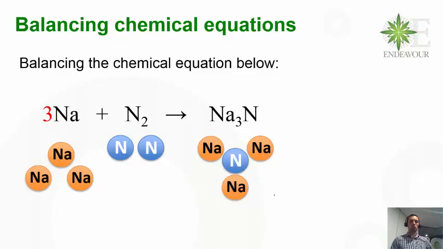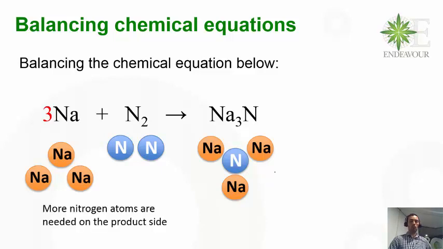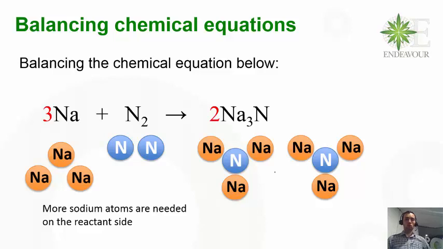So now let's turn our attention to the nitrogen. Which side needs more nitrogen? We've got 2 on the reactant side and 1 on the product side. So we need to increase the number of nitrogens on the product side. So how do we do that? We're going to need to put a 2 in front of that Na3N molecule. But in doing so, not only do we increase the number of nitrogens, we also increase the numbers of sodiums. So now we've got 2 nitrogens on the product side, also 2 nitrogens on the reactant side, so that's all good. But now let's look at how that affected the sodium.